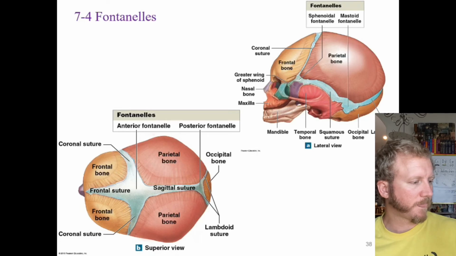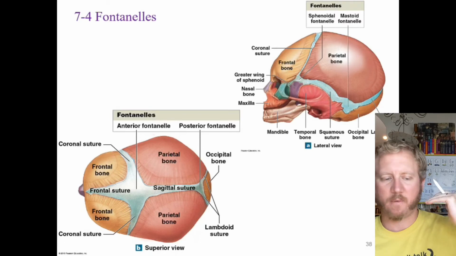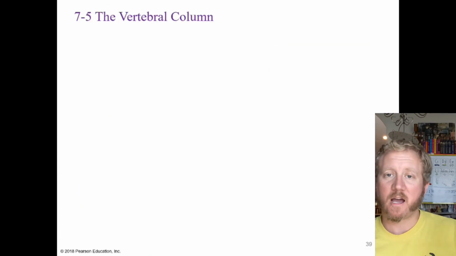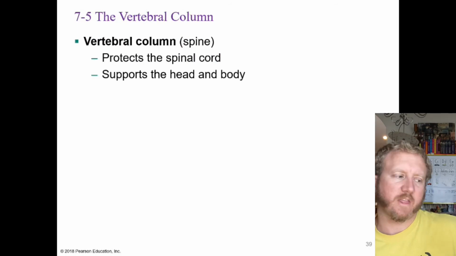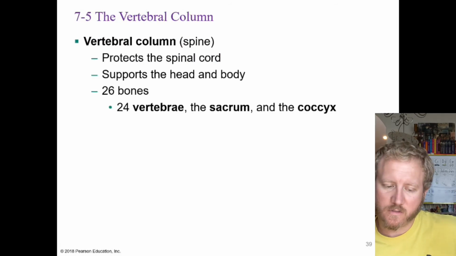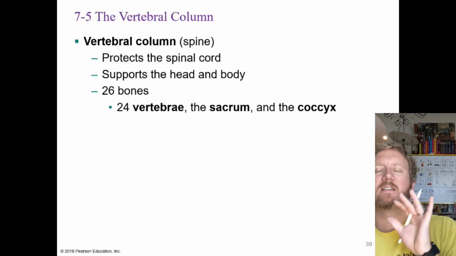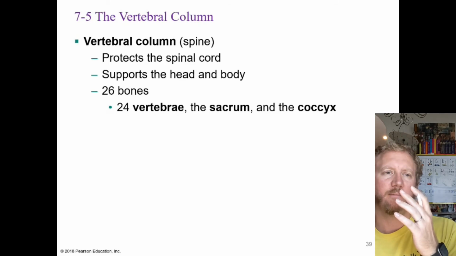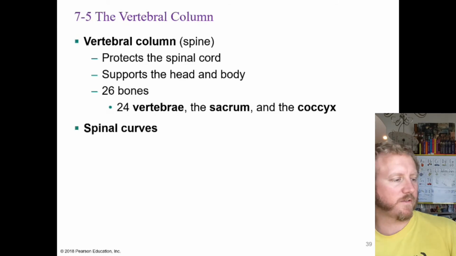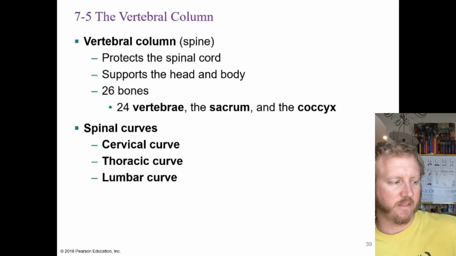Okay, so moving away from the head, now we're moving inferiorly. We're coming up to the vertebrae, the spine, the vertebral column, that protects the spinal cord and provides support for the head and the body. There's 26 bones, 24 vertebrae, plus the sacrum and the coccyx. Within the column, there's also 4 curves, and you need to know these curves and where they are and what their purpose is. Those 4 curves are the cervical curve, the thoracic curve, the lumbar curve, and the sacral curve.